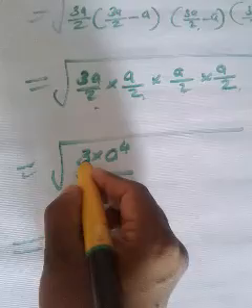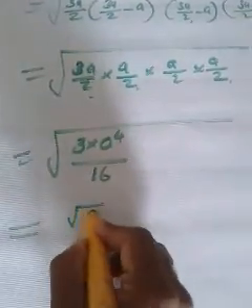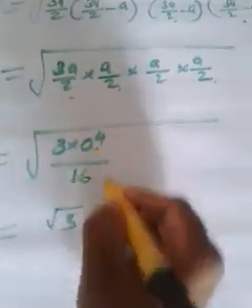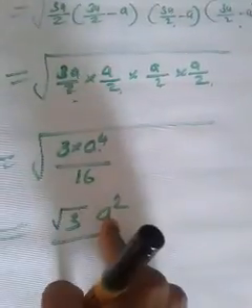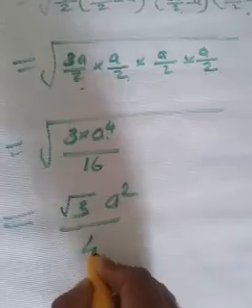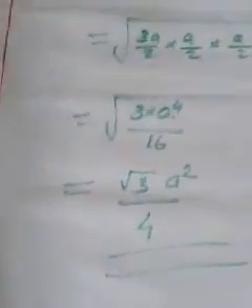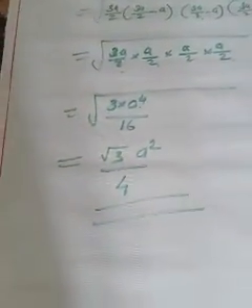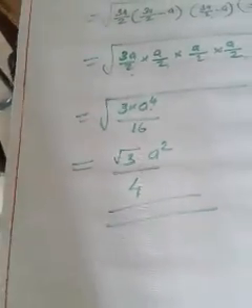Apply the square root separately. When you apply the square root for 3, it becomes square root of 3. When you apply the square root for A raised to 4, it becomes A square, because A square into A square is nothing but A raised to 4. And when you apply the square root of 16, it becomes 4, because 4 into 4 is nothing but 16. And this is the required area, root 3 A square by 4. And this is the common formula for an equilateral triangle.